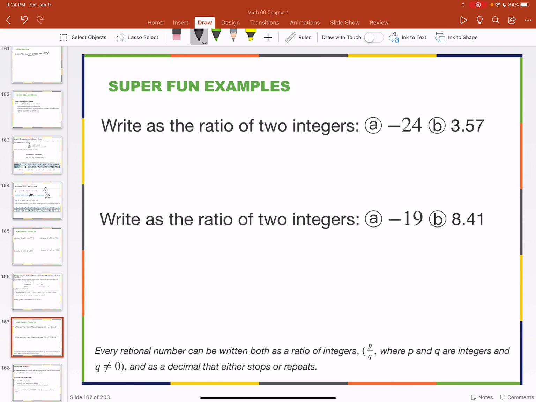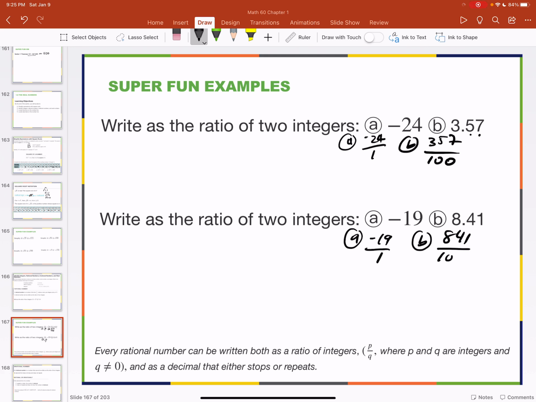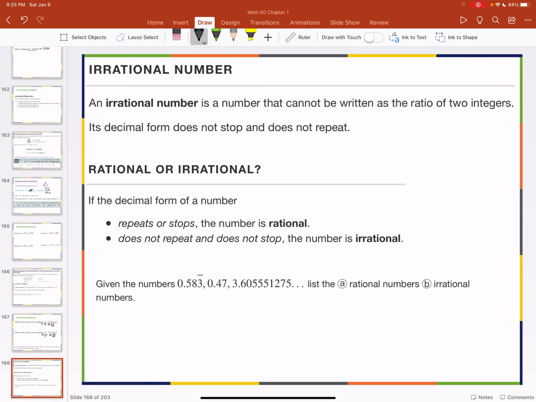Okay, let's go ahead and continue. So this one, again, negative 24 over 1. And then for B, 357 over, there's tenths, hundredths place, 2 zeros. So here A, 19 over 1, and then B, similarly, 841 over 100. Okay, so now we've expressed it as a ratio of two integers.